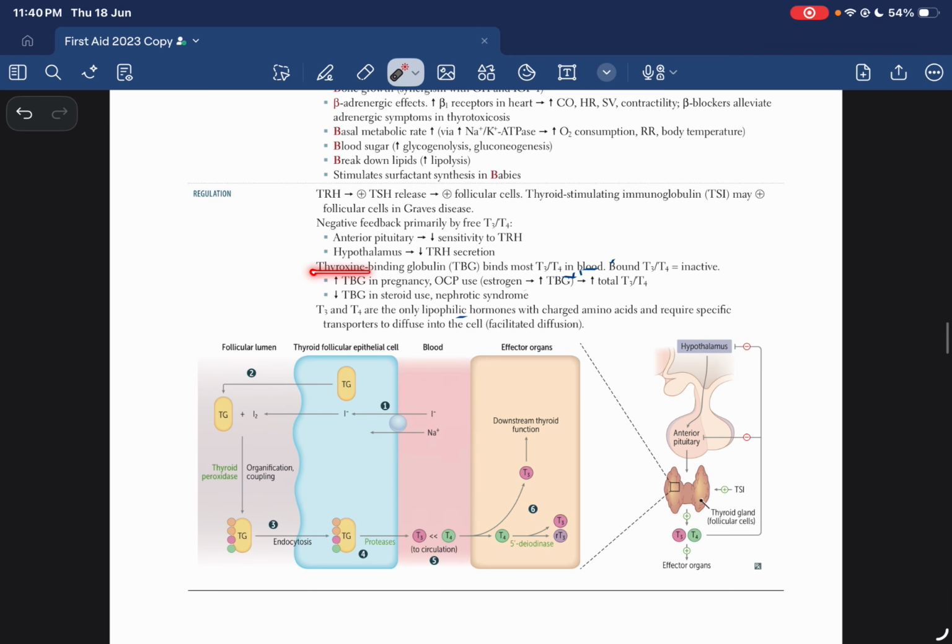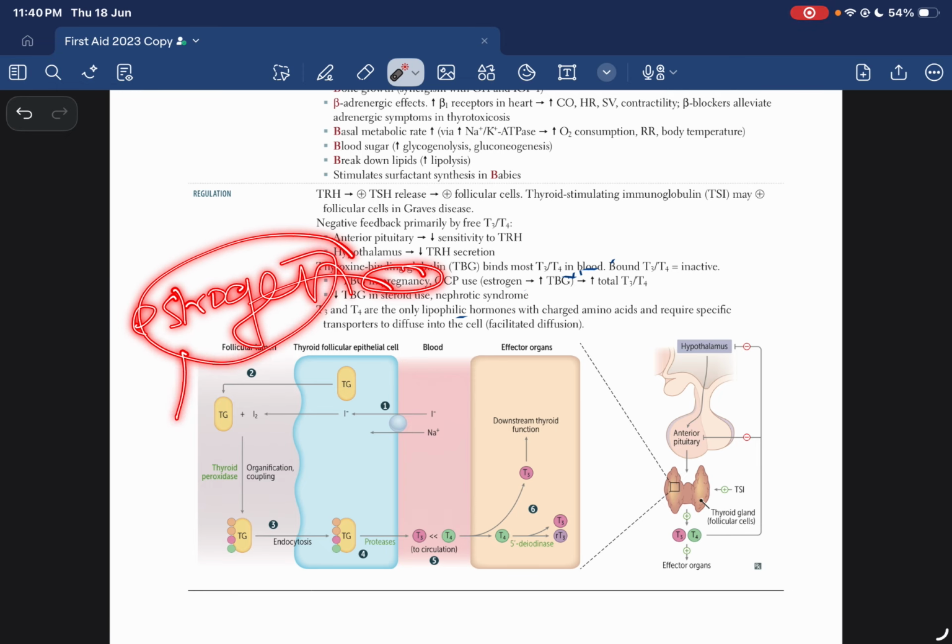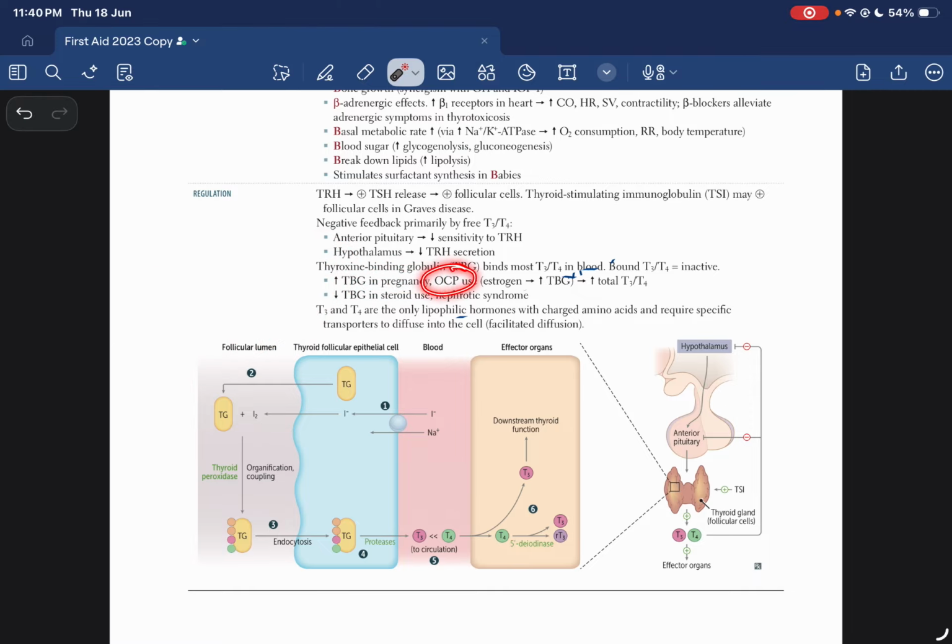Then there is also thyroxine binding globulin, which binds to most of the T3 T4. When it is released in the blood, it ends up binding with the thyroxine binding globulin, which increases in pregnancy. Why? Because estrogen level increases in pregnancy, and estrogen increases the level of thyroxine binding globulin. Oral contraceptive pills also have estrogen, which is going to increase the thyroxine binding globulin.